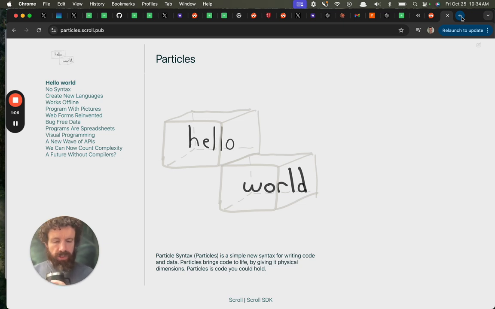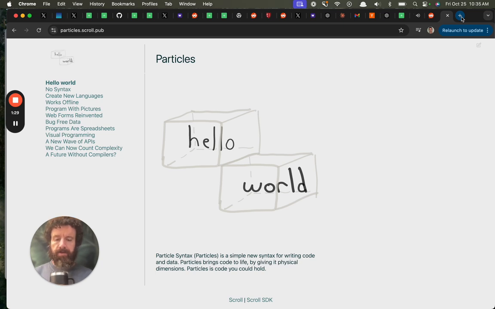And the discovery was just that you never needed syntax ever in programming. And yet, of course, all our programming languages are loaded with syntax. The discovery was that there was actually a way to do everything without syntax. You only needed three rules.